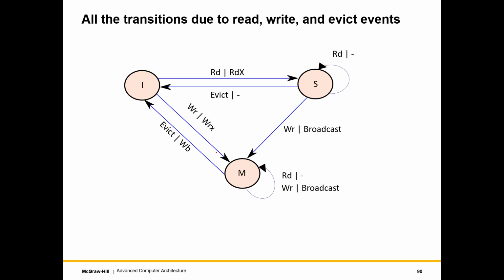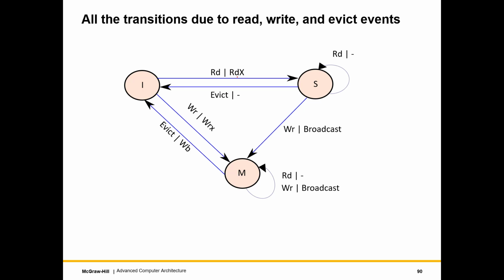So the complete state diagram, which are all the transitions due to read, write and evict events, is shown over here. So we have seen this kind of piecemeal. So we have not seen one part, I will come to it. So we have seen the transition from the I to the S state and back. So in this case, what we do is that we read and then a read miss message is sent over the bus.